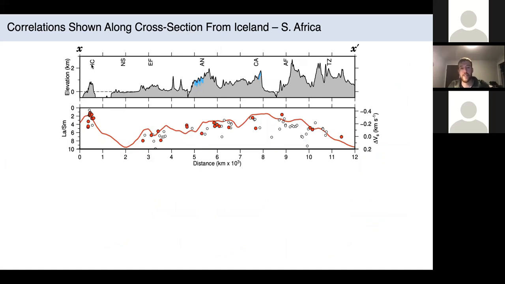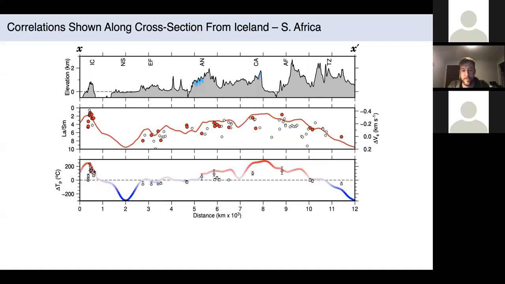So here we start in Iceland, and then we go through the North Sea, the Eifel region of Germany, sorry, Turkey, Arabia, Afar, and Tanzania. And you can see lanthanum over samarium is shown by these dots. So it starts with very low lanthanum over samarium, then there's no melting, and then we see lanthanum over samarium decreases and then increases as we go through Europe and Asia and then down through Africa. And that's matched quite nicely by our shear wave velocity model, which is shown by this red line. So it's lowest here, increases, decreases, and then increases again.